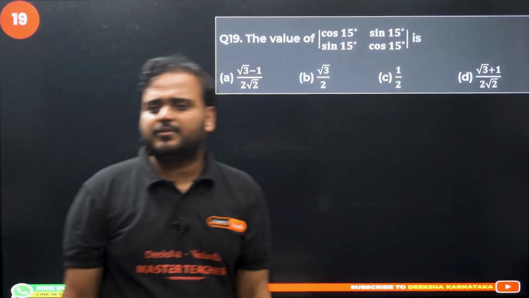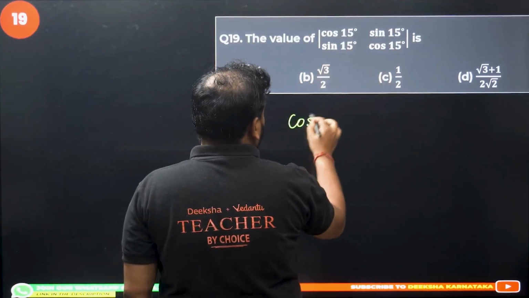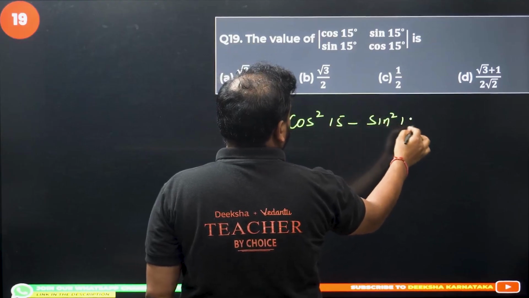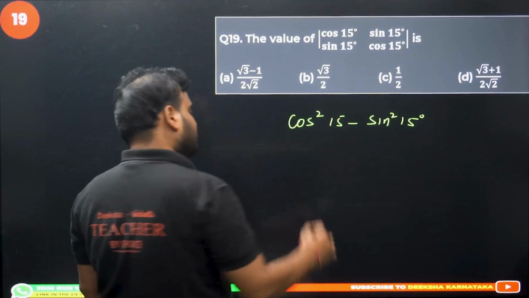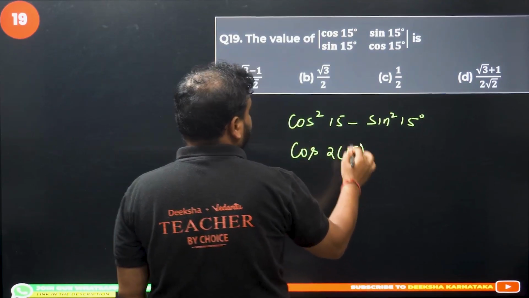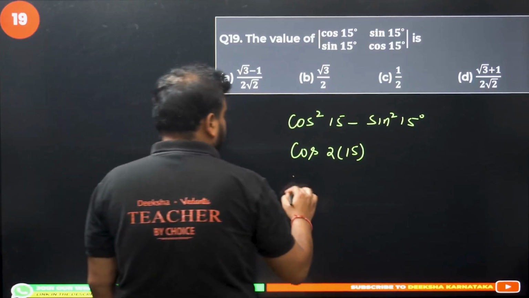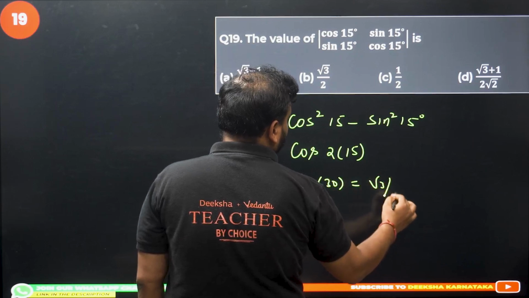Okay, determinant of cos, sine is given. Do one thing, find the determinant. We get cos square of 15 minus sine square of 15 degrees. There's a formula: cos square minus sine square is cos of 2 times 15, the cos 2 theta formula. It becomes cos 30, which is root 3 by 2.